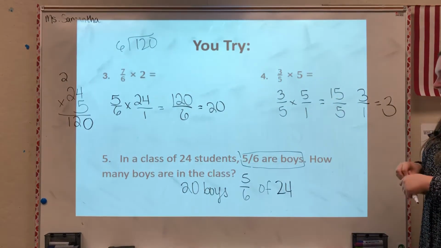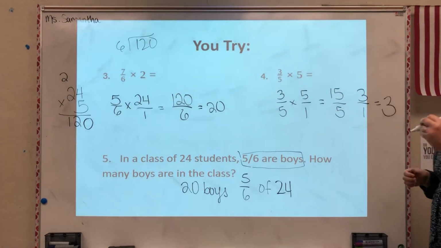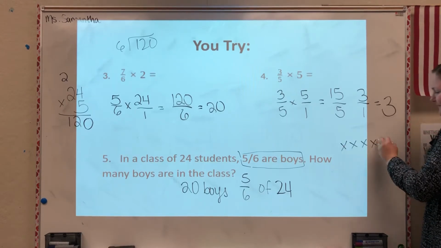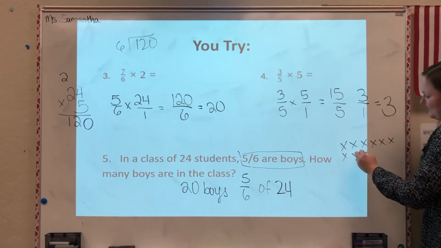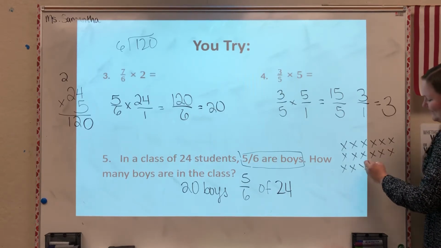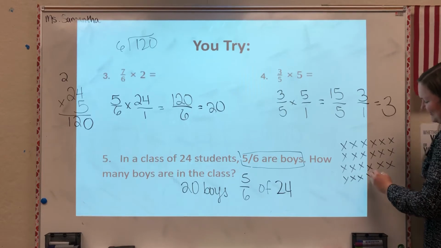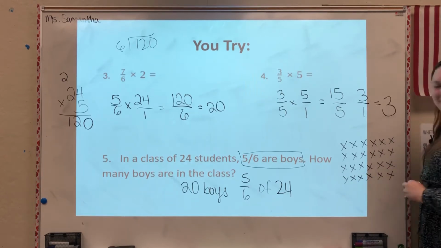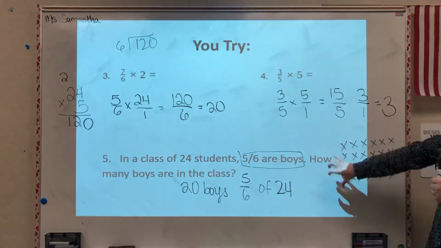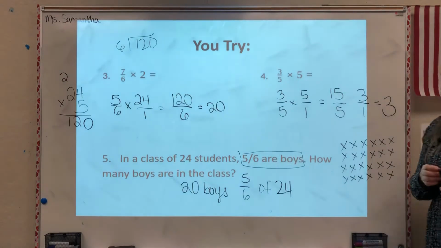So I'm going to draw my picture. I'm going to show there are 24 students. So I think I'm going to use X's to represent the students. So I'm going to do 1, 2, 3, 4, 5, 6, 7, 8, 9, 10, 11, 12, 13, 14, 15, 16, 17, 18, 19, 20, 21, 22, 23, okay, 24. They're telling me that out of that group of 24 students, 5/6 are boys.